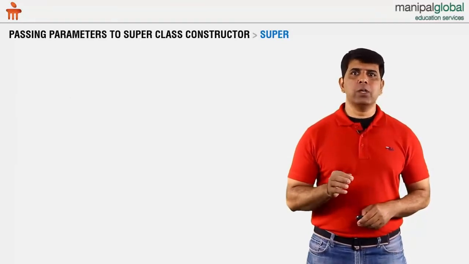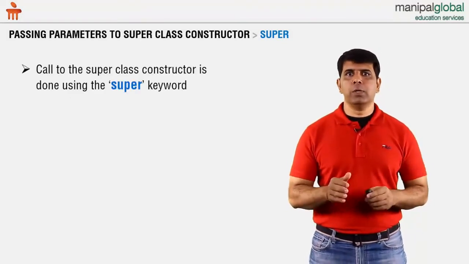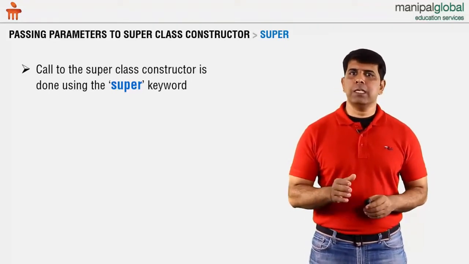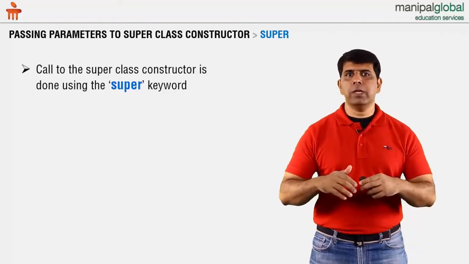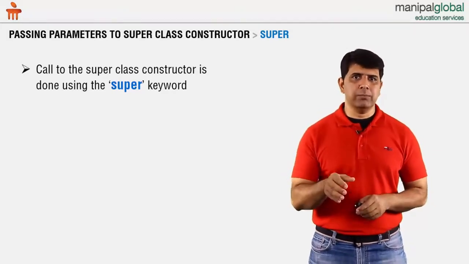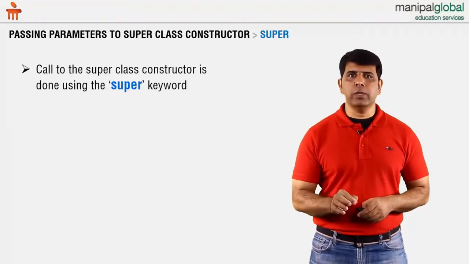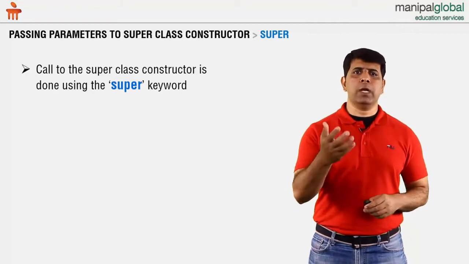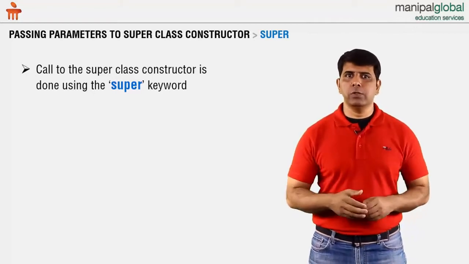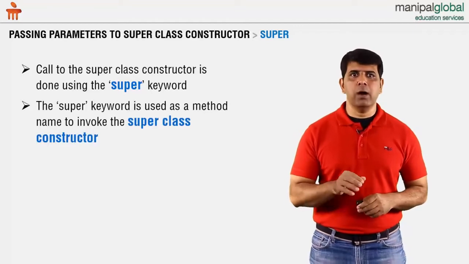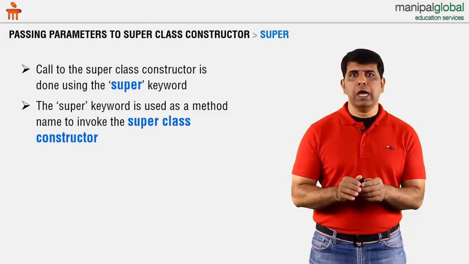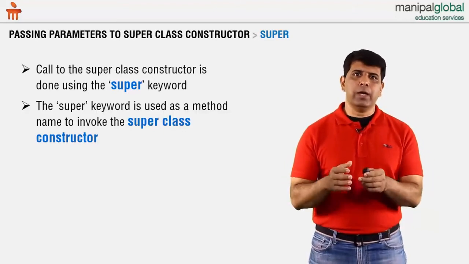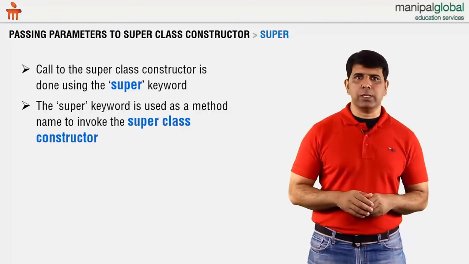Now let's use a keyword called super. The call to the superclass constructor is done using the super keyword. In languages like C++, you use the name of the class itself to invoke the constructor. But in Java, you need to use the keyword super. Now super can be used in two ways. One is to invoke a superclass method, and another is to invoke the superclass constructor. The super keyword is used as if it is a method name, and you supply all the arguments that you require and call that inside a subclass constructor.